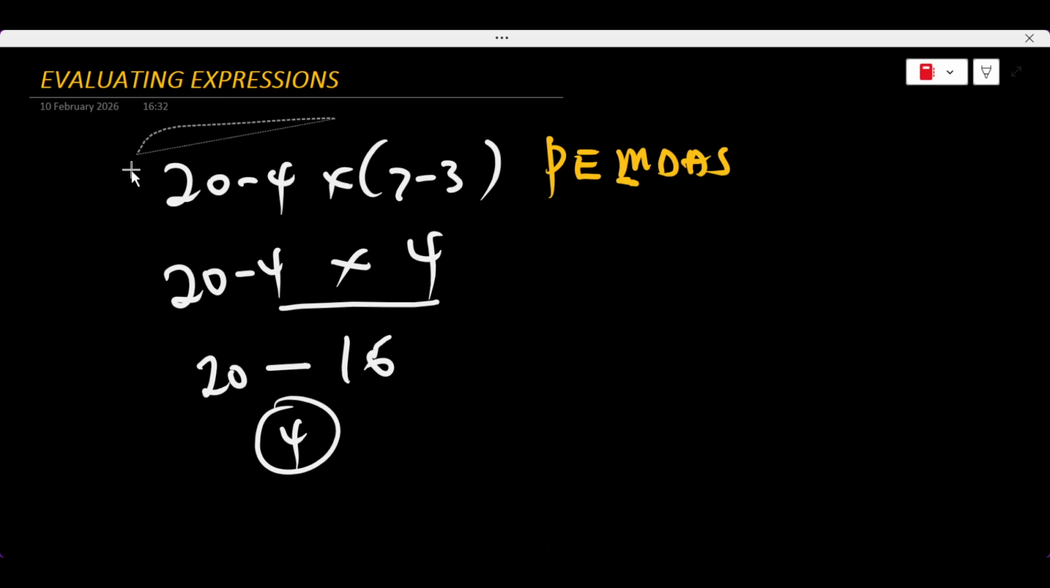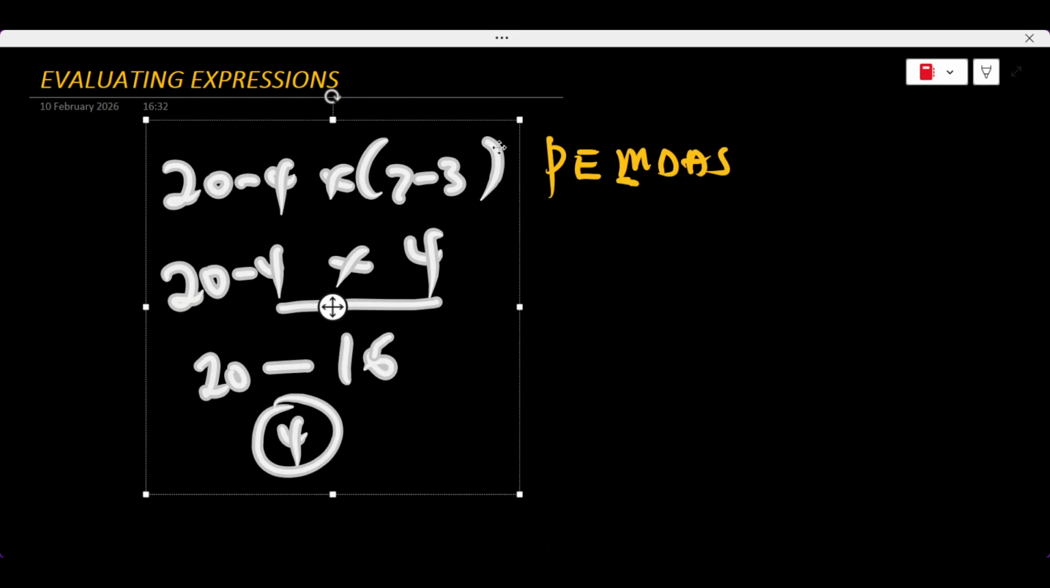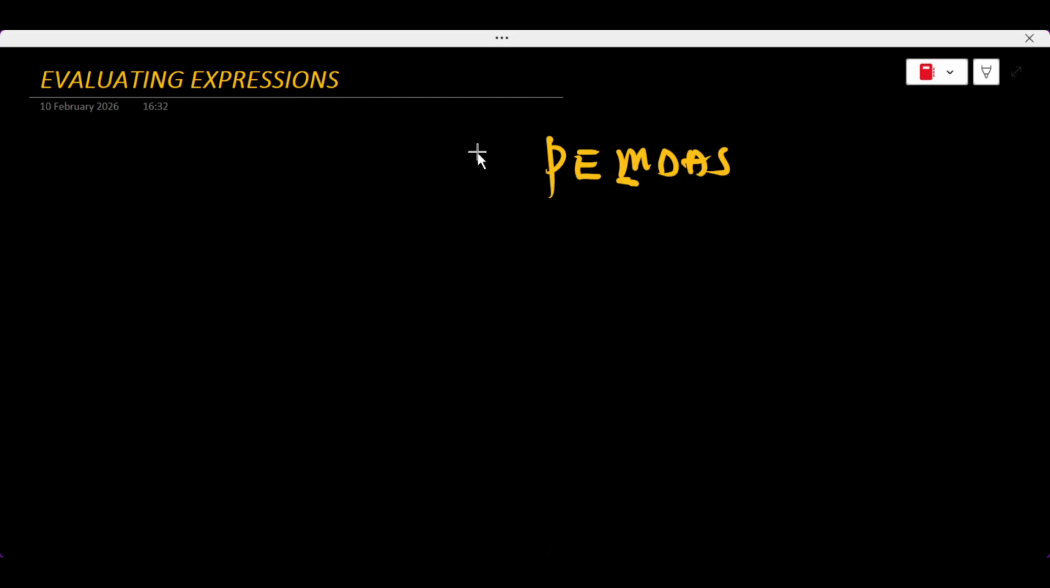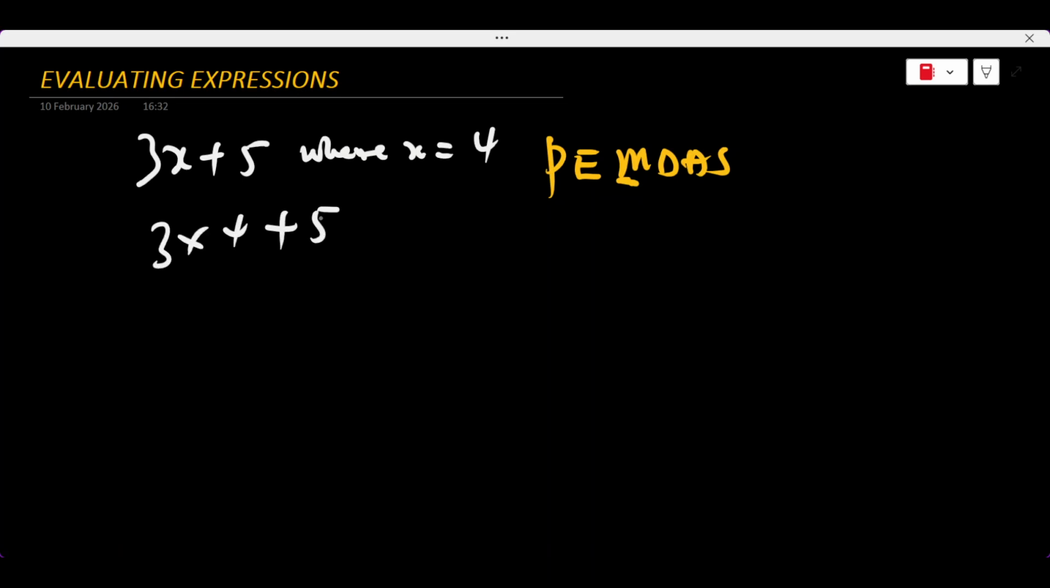We are moving a bit harder to look at expressions involving what? Substitution, where we replace a variable with a number. So we have 3x plus 5, where x equals 4. So what it means is that wherever you see x, you replace it with 4. So 3x means 3 times x. So 3 times 4 plus 5.